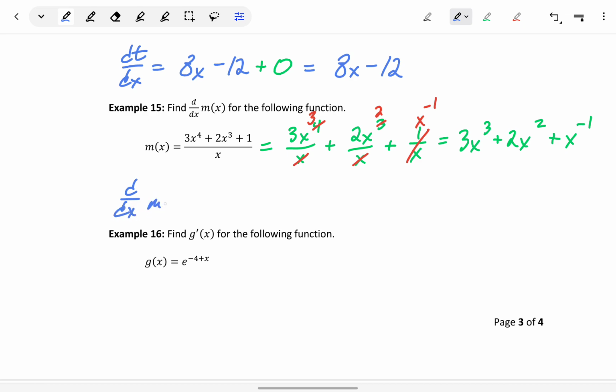So to find d over dx of m of x, we'll differentiate term by term to get 9x squared plus 4x minus x to the negative 2.